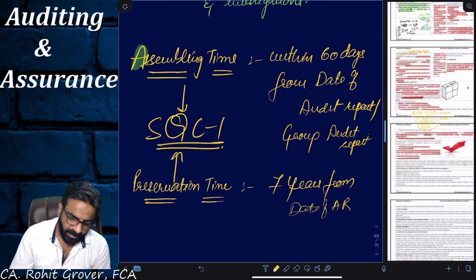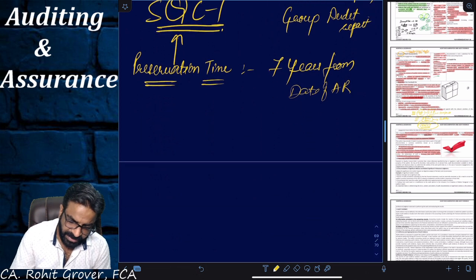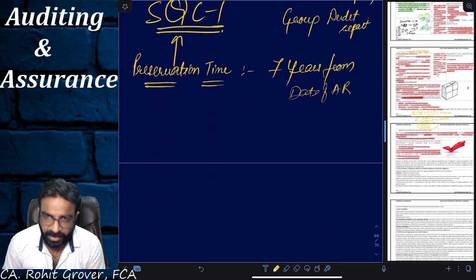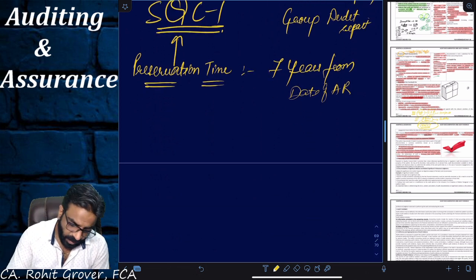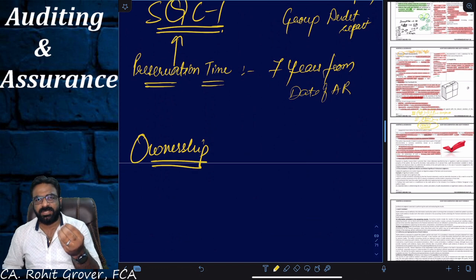Next point. Now try to understand this part which I'm going to tell you, everyone. A very important thing I'm going to share with you. That is called the ownership concept. Sometimes they may ask you a question like this. I will give you 3 situations. You try to give me the answer.